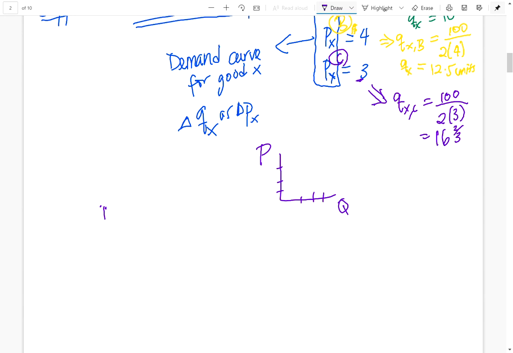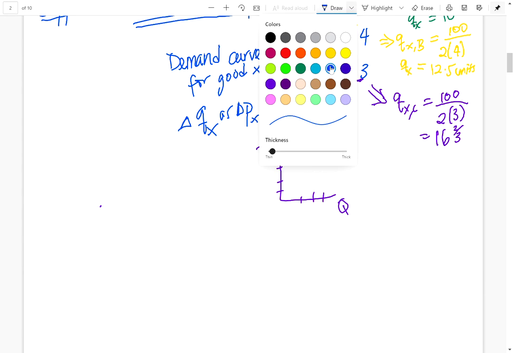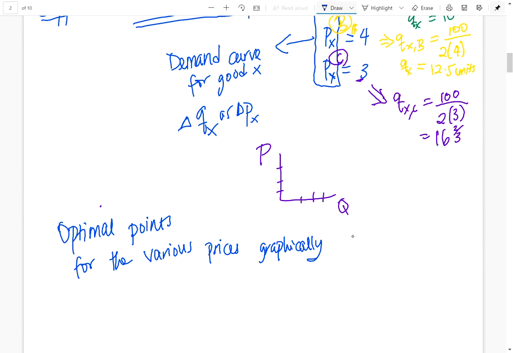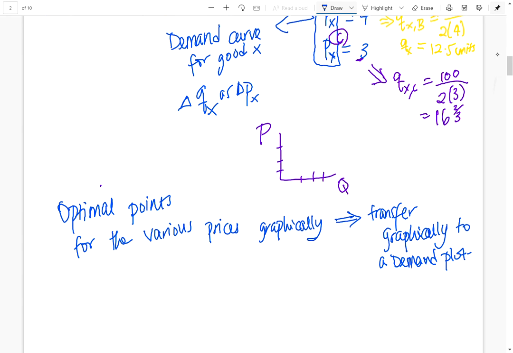Let's change the color back to blue. Right, we want the optimal points for the various prices graphically, and then we're going to transfer them graphically to a demand plot. All right, so let's go ahead and get started on that.